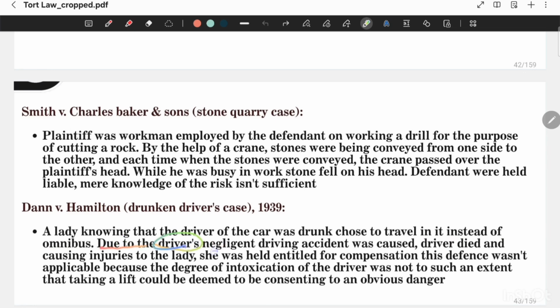Due to the driver's negligent driving, an accident was caused, because the driver was drunk. The driver died, causing injuries to the lady; the same lady was injured but the driver died. She was held entitled to compensation. This defense wasn't applicable because the degree of intoxication of the driver was not to such an extent that taking a lift would be deemed to be consenting to obvious dangers. Obvious dangers.